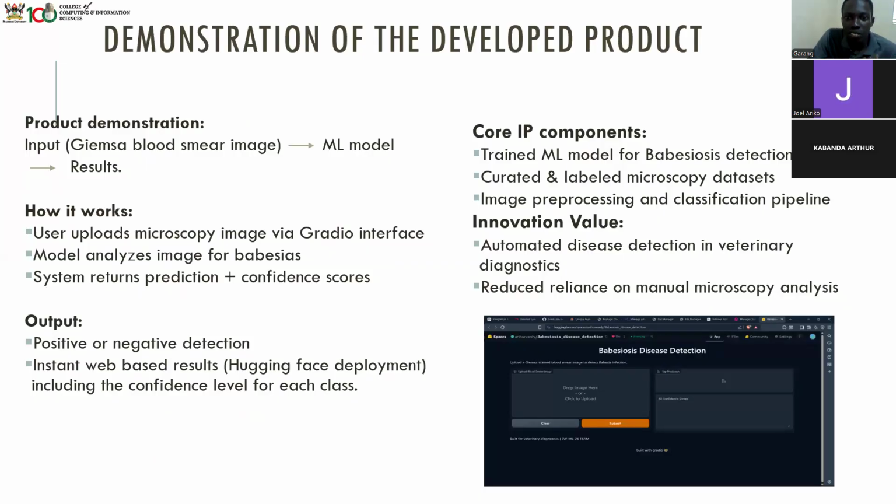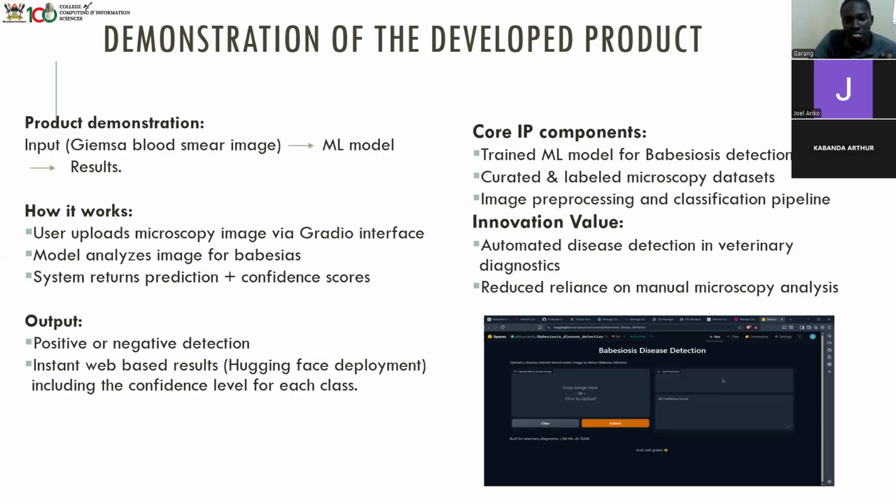Demonstration of the product. If you are to use this model that we deployed, you input a Giemsa blood smear image that can be either Babesia or leukocyte or RBC into the model, then you get the results. How it works: the user uploads the image via the Gradio interface. The model analyzes the image for Babesia. The system returns prediction plus confidence scores. The output is positive or negative detection, instant web-based results.